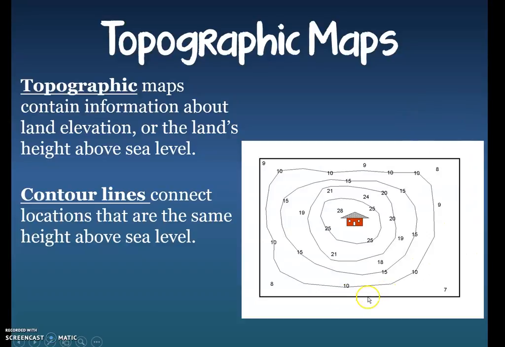If we look at this example over here, all the 10s would tell us that this area is 10 meters above sea level. All the 15s would tell us that this area is 15 meters above sea level. All of the 20s would tell us it's 20 meters, and 25 meters. From this, we would know this is a hill that is gradually going upwards towards this house from 10 to 15 to 20 to 25 meters, and the house is up here, it looks like at around 28 meters above sea level. So that's what those contour lines are telling us, that this house is on a hill.